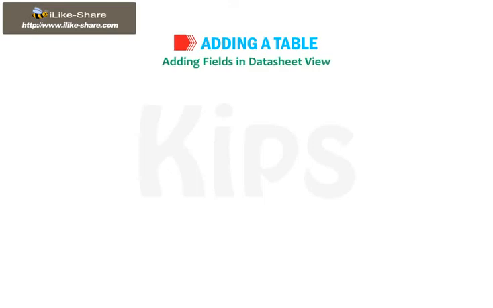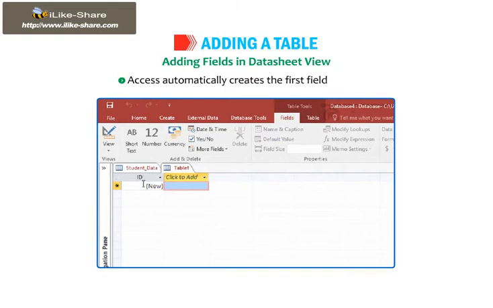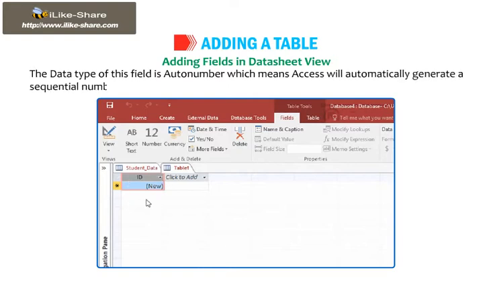Adding fields in datasheet view. Access automatically creates the first field called ID. The data type of this field is auto number, which means Access will automatically generate a sequential number in this field for each new record.